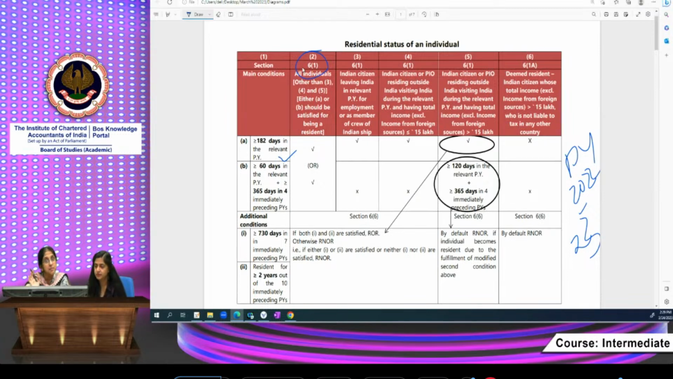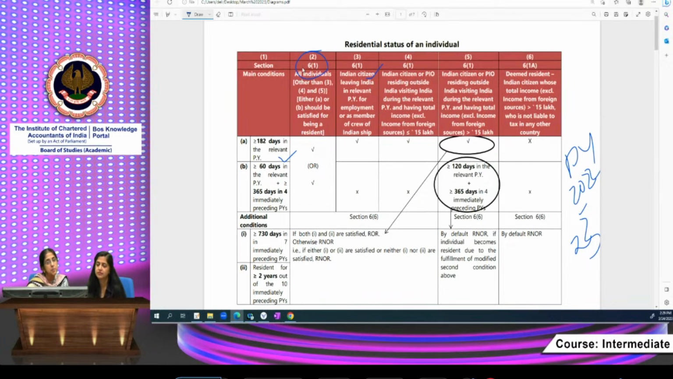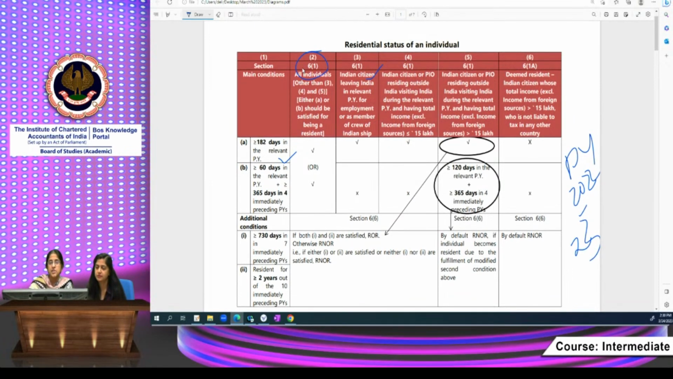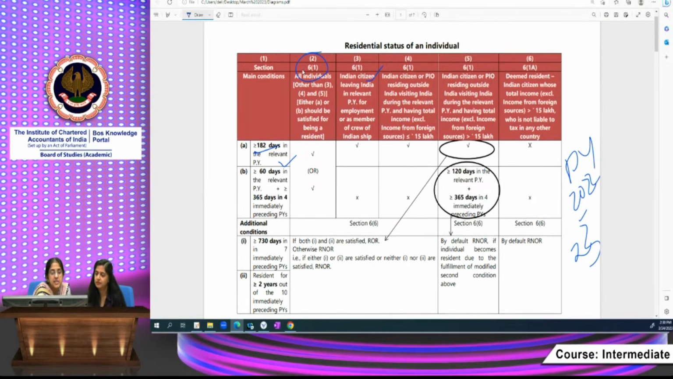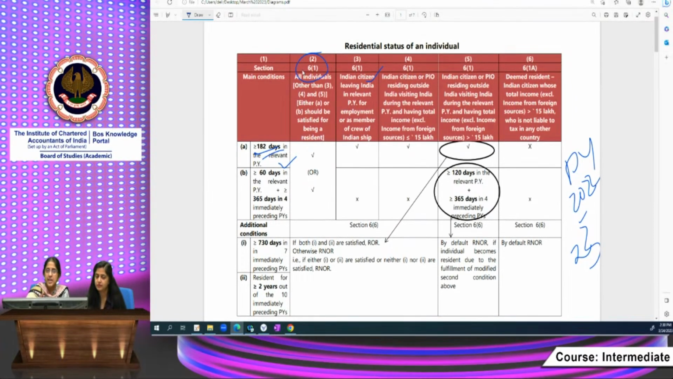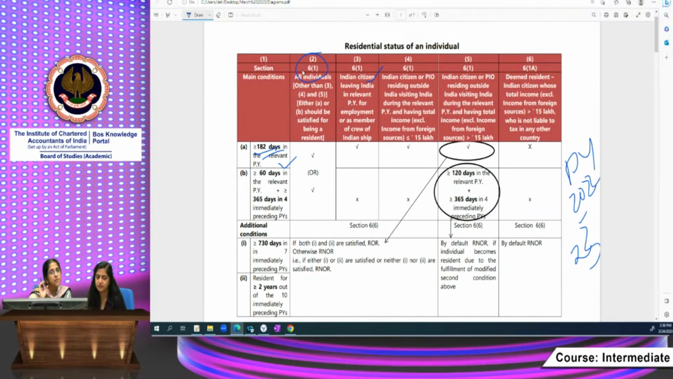But there are some exceptions. What are the exceptions? One is an Indian citizen leaving India in the relevant previous year for employment or as a member of the crew of an Indian ship. Suppose I'm leaving for the purpose of employment or as a member of the crew of an Indian ship, then I will be treated as a resident only if I fulfill the first condition. Only the 182 days condition is applicable. If I'm staying for 181 days, then I will be a non-resident in such a case.